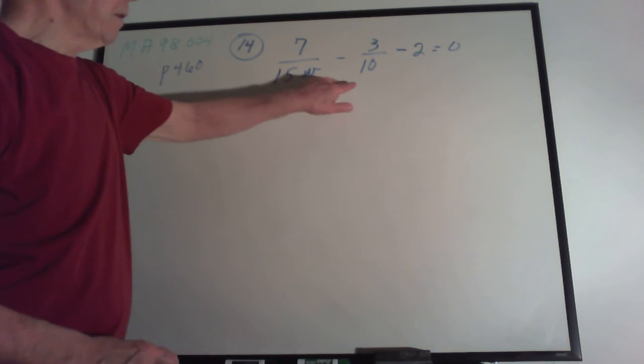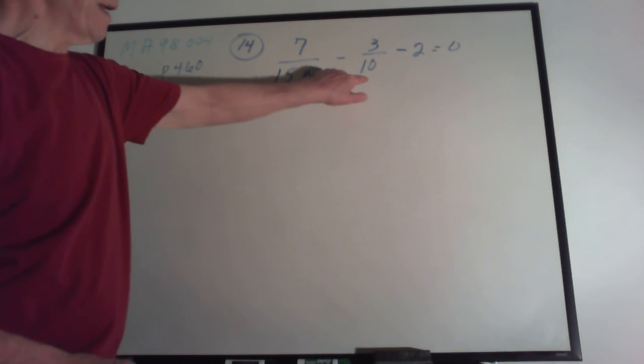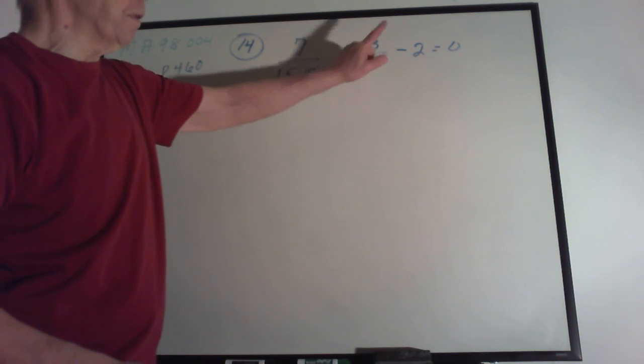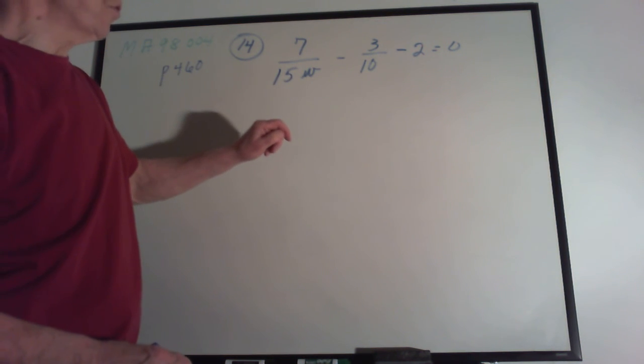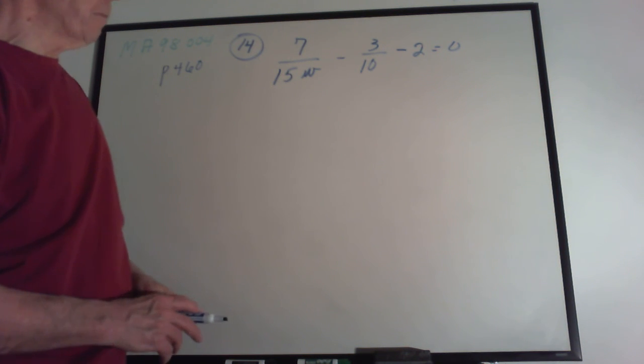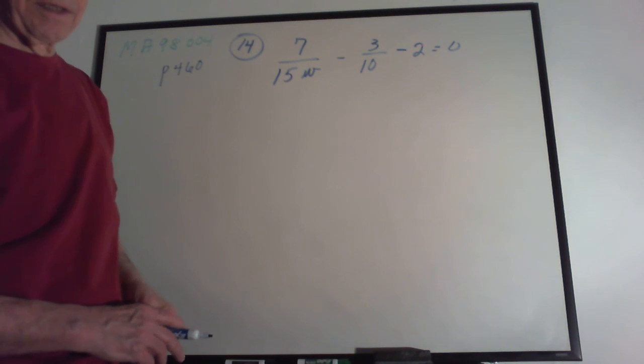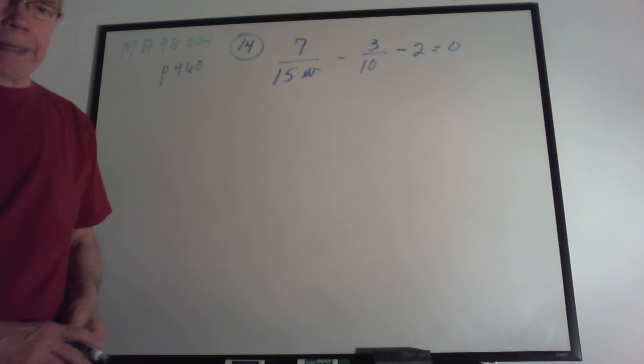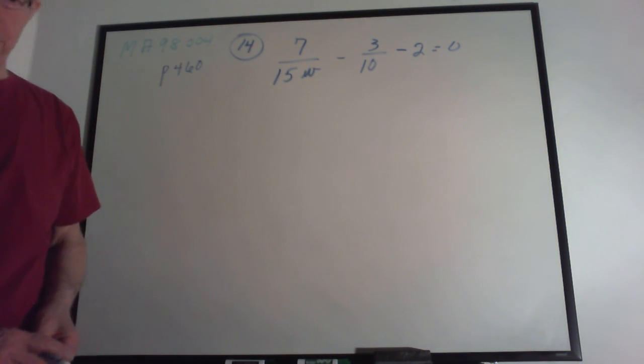All right, this is number 14. You can combine these two and then move it to the other side if you wish. Or you can find a common denominator and multiply everything in it by the common denominator. You decide which way. Now pause the video and give it a try.